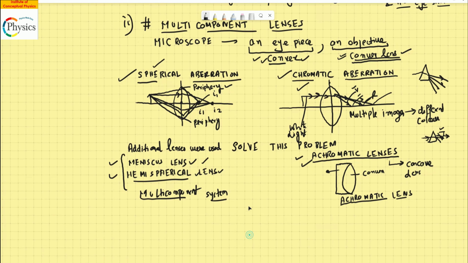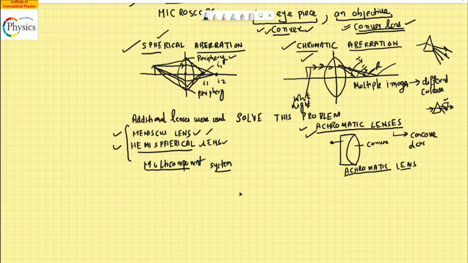I think we will do this right away. The difference between the compound microscope. Okay, so on the left hand side, let's write the word compound microscope, and on the right hand side, let's write the word astronomical telescope, right? Obviously, I think this would be known to you.